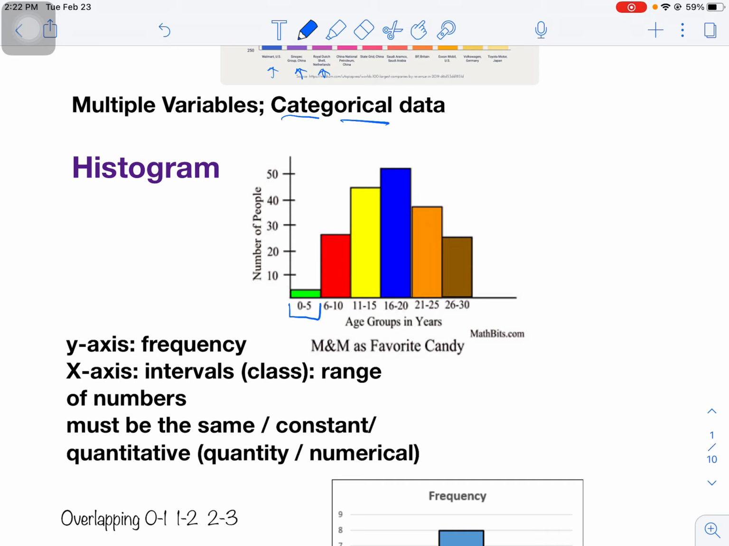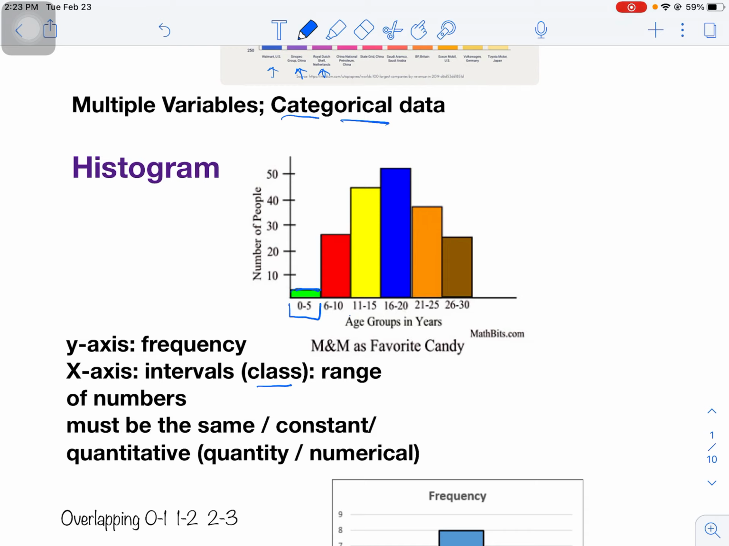So 0 to 5, then 6 to 10, 11 to 15, 16 to 20, and so forth. Notice that each of these are the same amount. So we don't have one that's got a span of 10 numbers and the other one's only got a span of 3. They're broken down the same amount of intervals. Another name for intervals could be class. They could say these are different classes, but it's a range of numbers. They have to be the same as far as how much it represents. Each little section has to be representing the same number of interval or space, and it has to be constant.